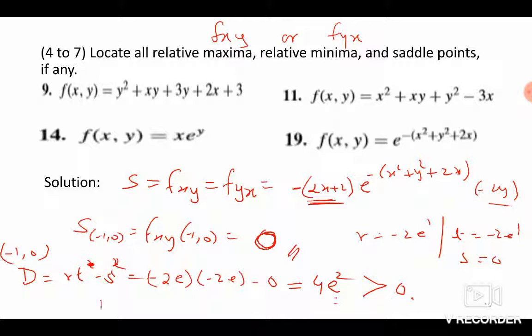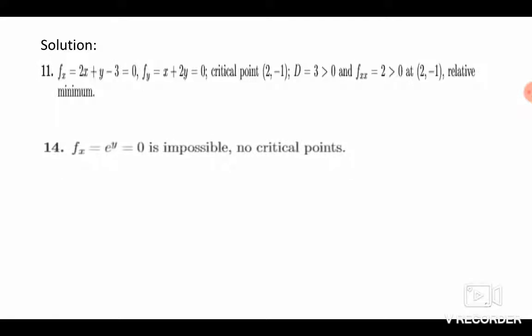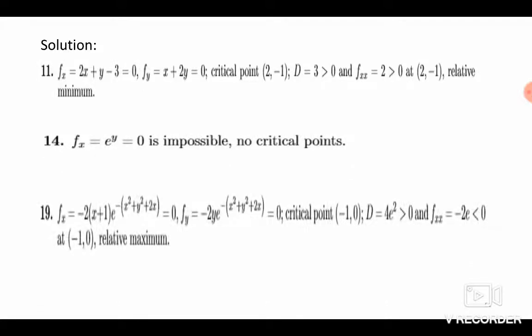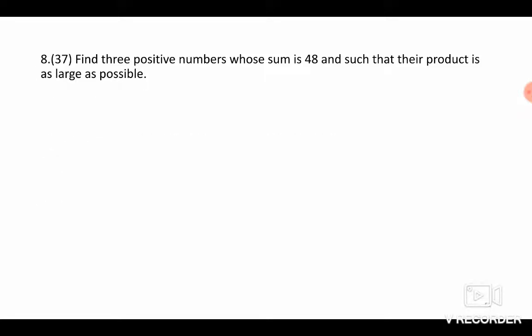Check the sign of R. What is R? Negative 2e. E is positive, so when you multiply by negative, you get negative. So R is negative. It gives a relative maximum at the point negative 1 comma 0. That's the end of this problem. Try other problems yourself. The solutions have been given here.